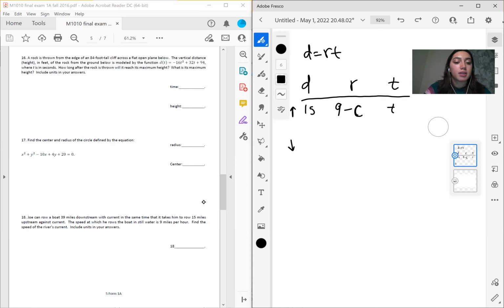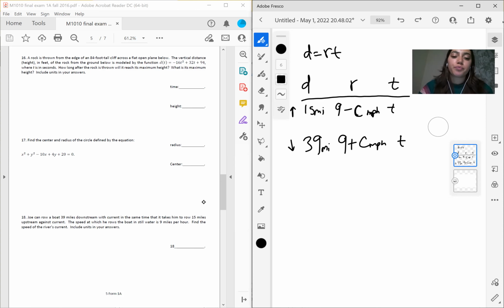All right, and then downstream, he can go 39 miles. And then with the current going downstream, that would be 9 plus c. And then again, t is unknown. All right, since he can travel 15 miles in the same amount of time as he can travel 39 miles, the t's are the same. So therefore, these two expressions equal each other.